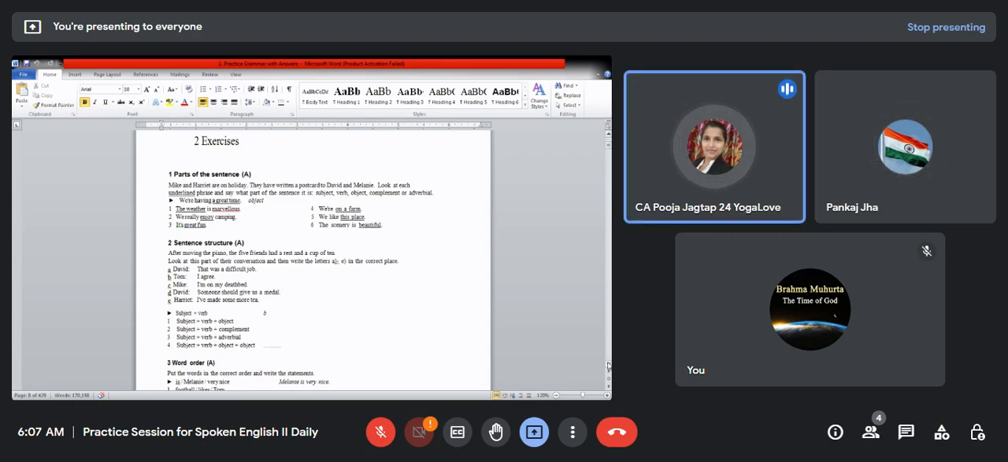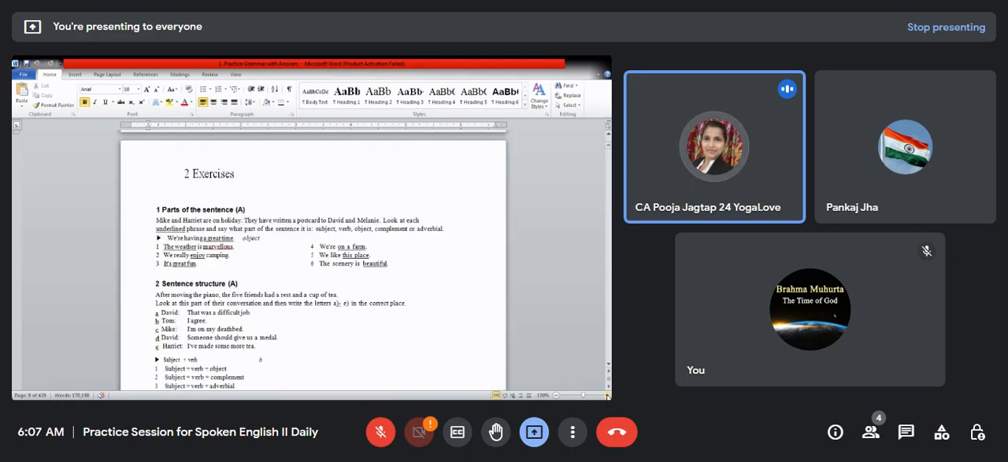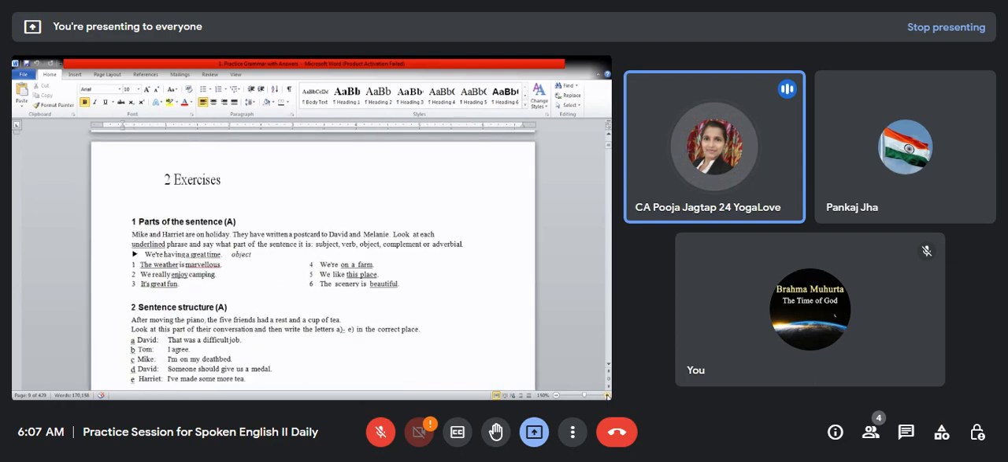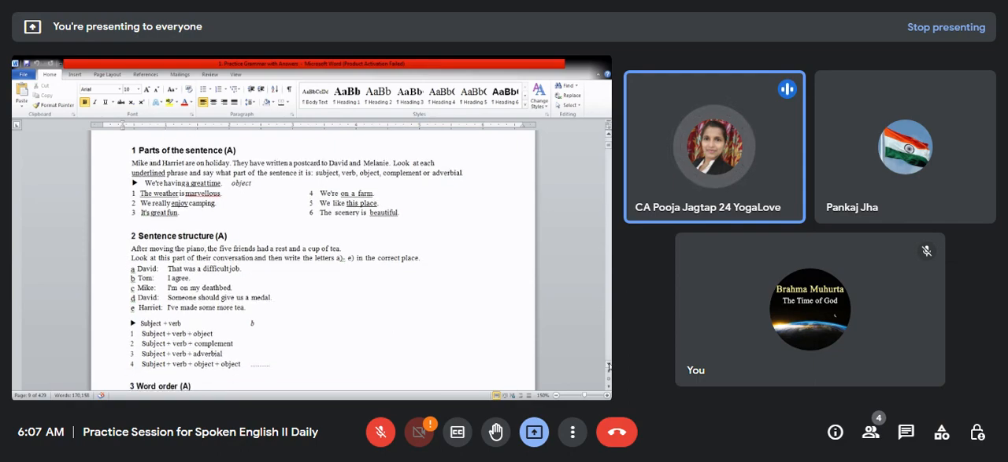Exercises. Parts of the sentence. A. Mike and Harry are on holiday. They have written a postcard to David and Melanie. Look at each underlined phrase and say what part of the sentence it is: subject, verb, object, complement, or adverbial.